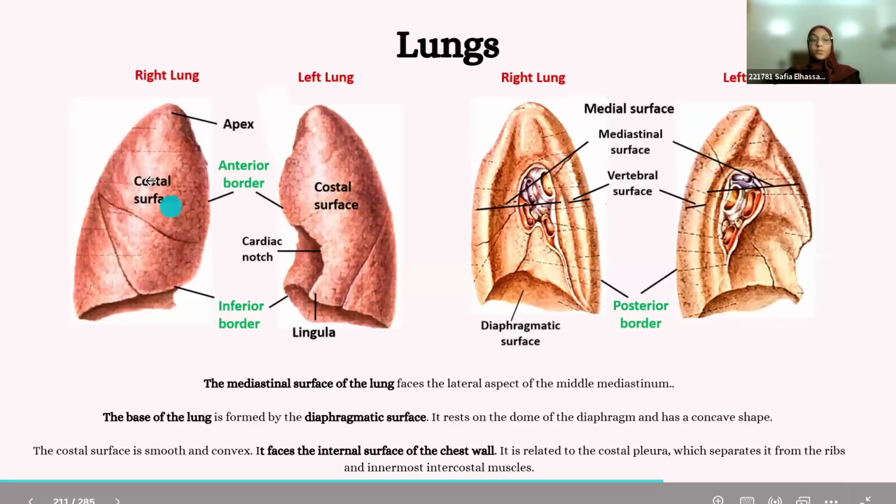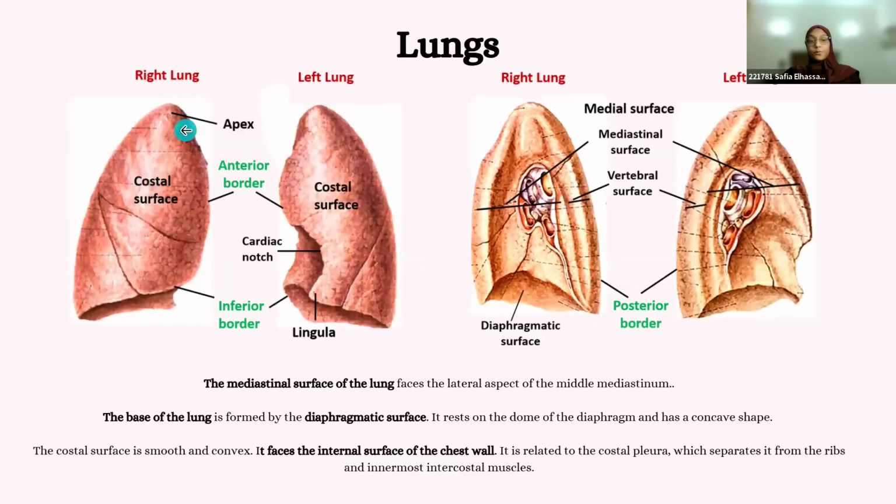And then you have a costal surface. The costal surface is very smooth, and this is the outside surface, and it's called costal because it faces the ribs and the costal cartilages. And it is related to the costal pleura. So remember the pleura that we talked about earlier, and we're also going to discuss it in a little bit more detail.